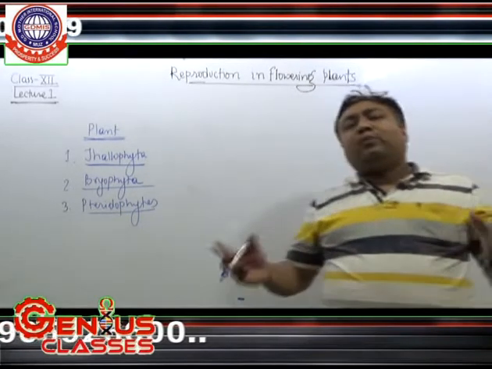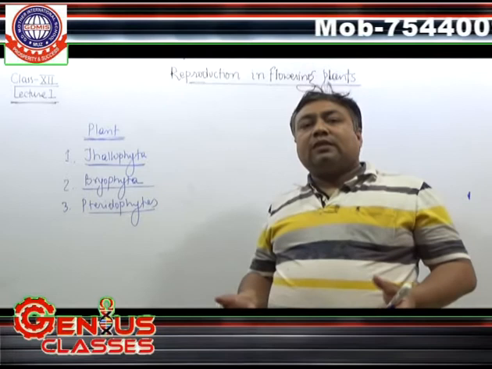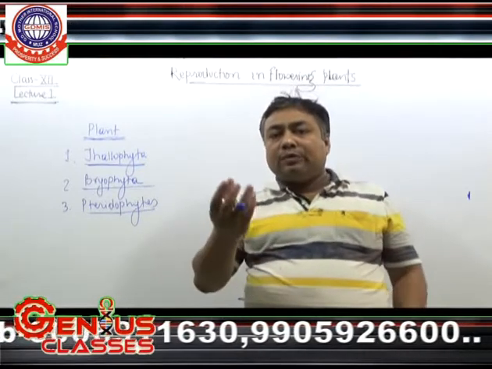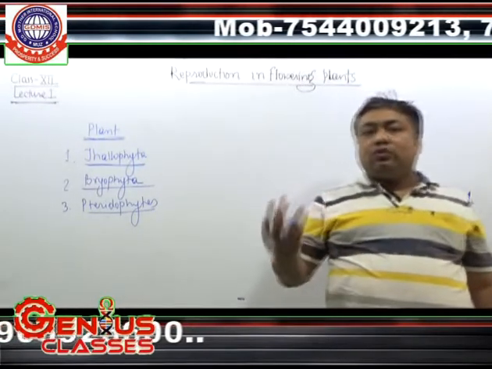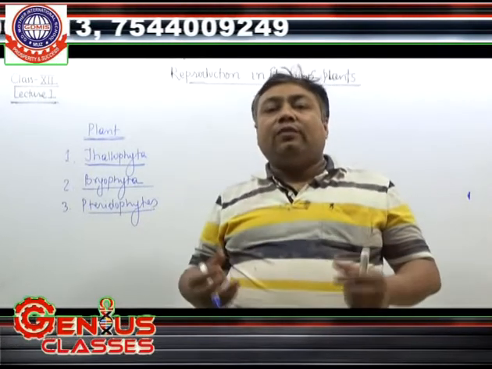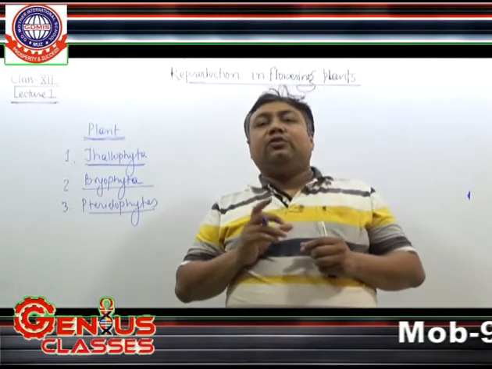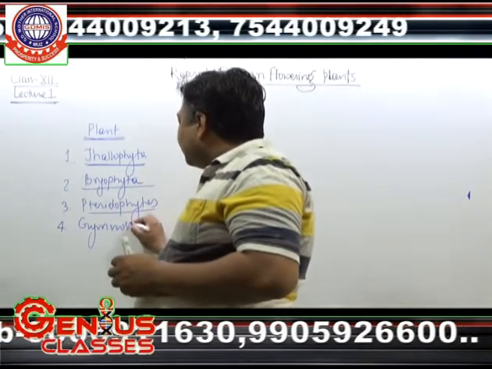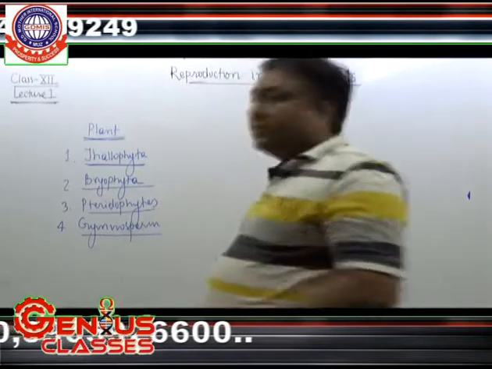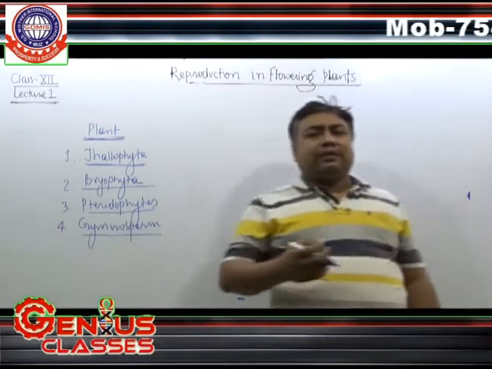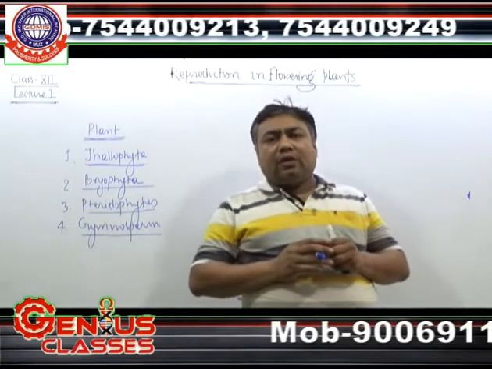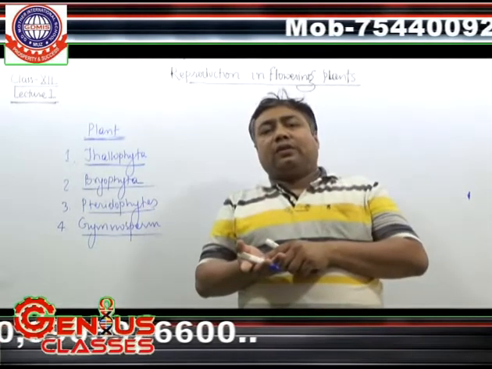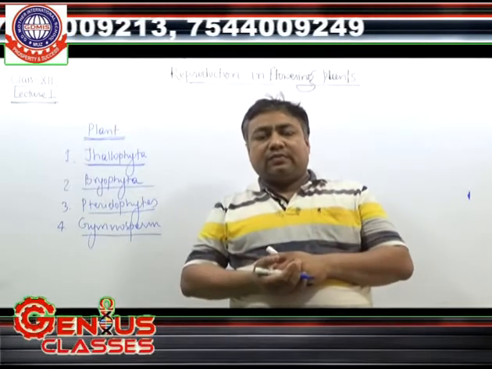From pteridophytes, a group of plants evolved in which sexual reproduction results in the formation of seeds. So, those groups of plants in which the seed nature evolved for the first time are known as gymnosperms. So, the fourth division of plants is gymnosperm. In gymnosperms, seeds were unprotected. There was no covering or protective tissue around the seeds. They appeared on the megasporophyll, naked, bare.